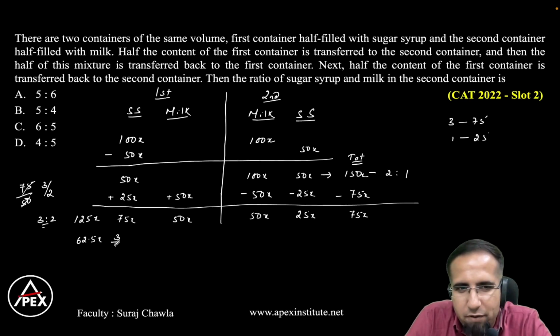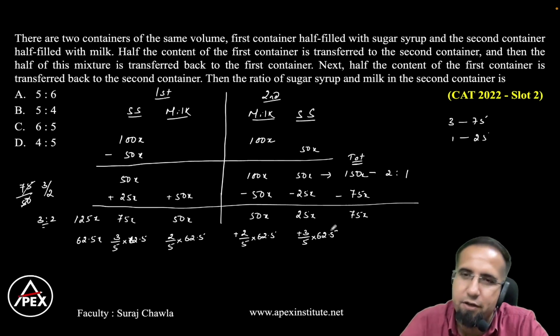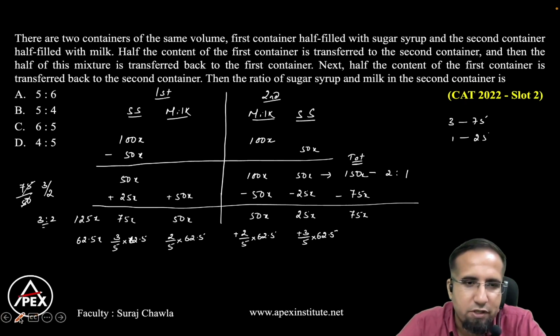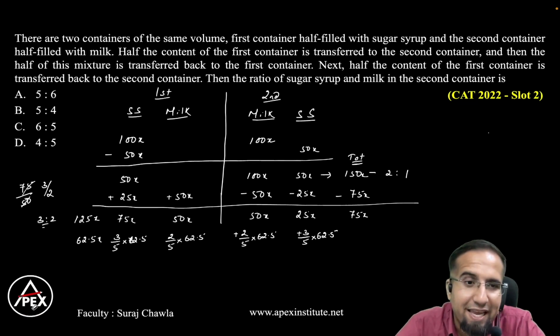So 3 by 5 of 62.5 is gone, and this is 2 by 5 of 62.5 is gone. Similarly here, you have 2 by 5 of 62.5 which is being added here, and this is 3 by 5 of 62.5 which is being added here. Now let's understand what the question is asking us. The question is asking us to find the ratio of sugar syrup and milk in the second container.